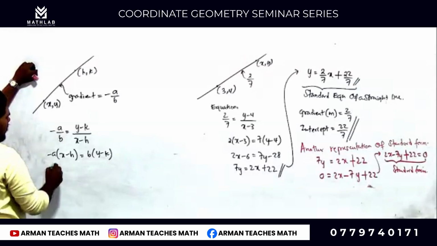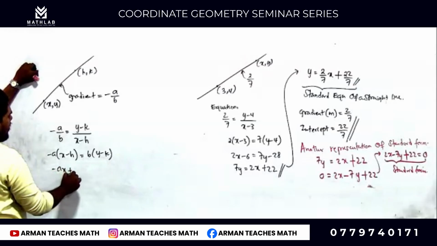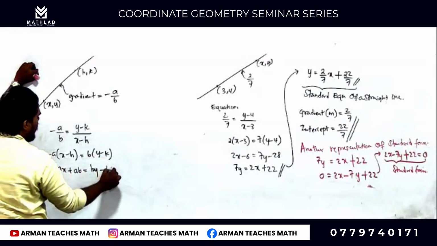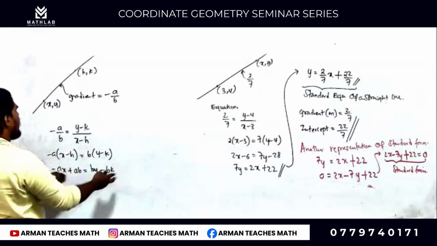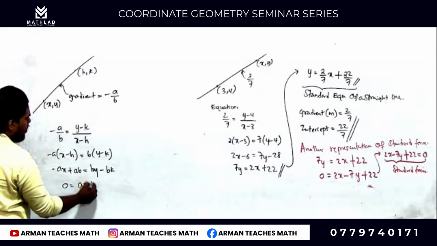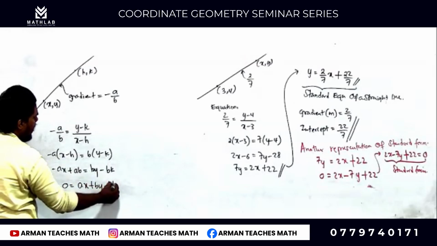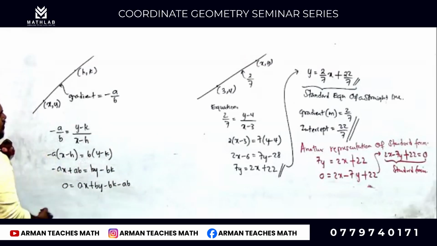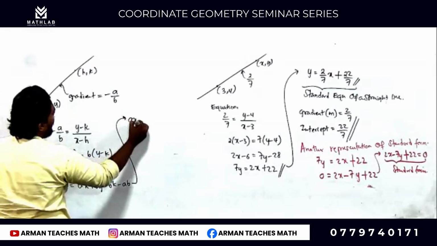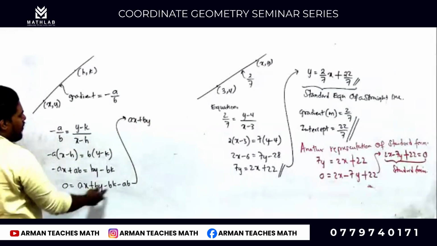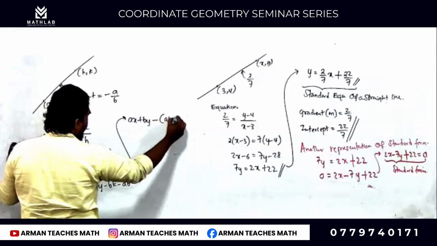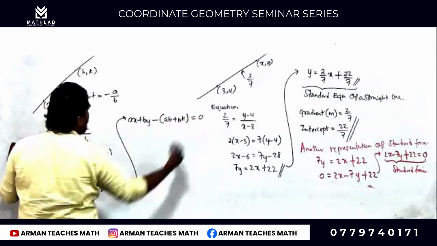Remove the brackets. We get minus ax plus ah is equal to plus by minus bk. I'm taking all the terms to one side, so we will get 0 equals ax plus by minus bk minus ah. So now here, I'm going to rewrite it in this form. We get ax plus by. From these two, let's take a minus sign outside. We get ah plus bk equals 0.